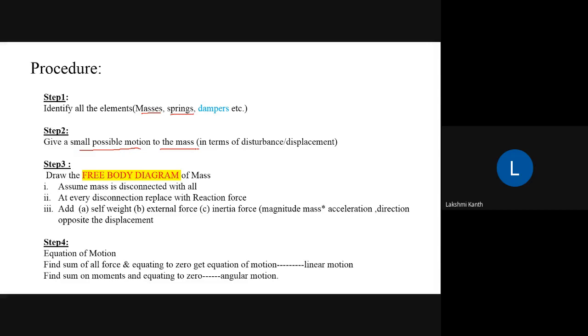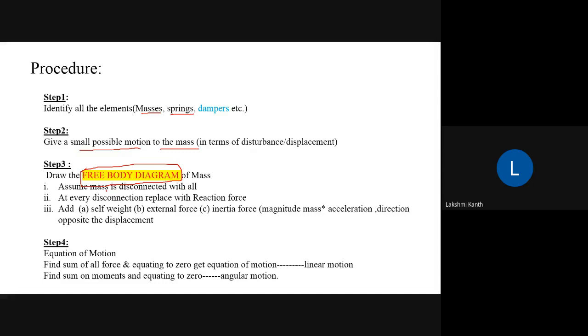And the next, step three, after giving the small motion to the mass: draw the free body diagram. This is very, very important. Draw the free body diagram. And again, in our engineering mechanics, this is a very important and vital tool to solve any engineering mechanics problem. Okay. Then how to draw a free body diagram? These are the steps, right? Assume the mass is disconnected from all.